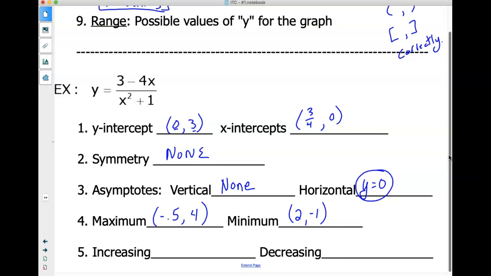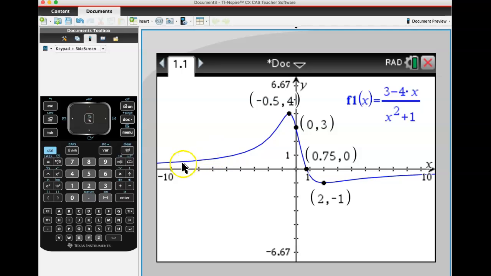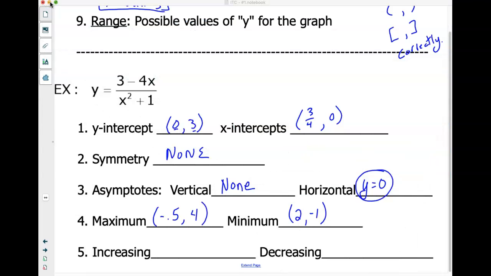So I can see when I'm increasing and decreasing, I increase and decrease between here. Negative infinity is way over here. I'm increasing to that maximum, then I decrease to the minimum, then I increase again. So what that means is when I'm writing my intervals, I apologize for the length of this video. I'm going to hone in better on them.